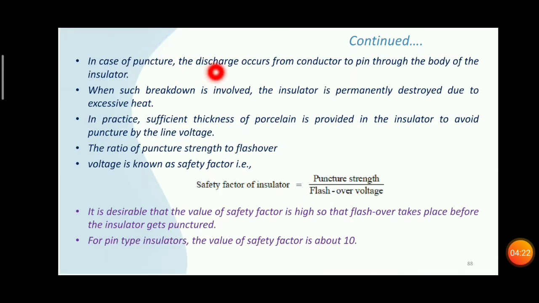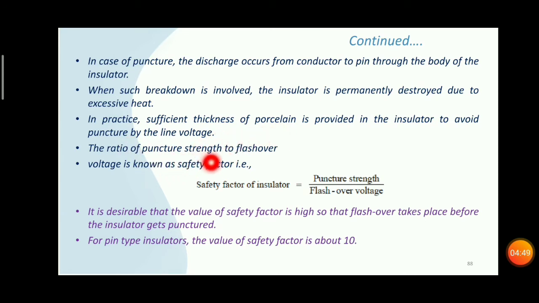In case of puncture, the discharge occurs from the conductor through the body of the insulator. In such a breakdown, the insulator will be permanently destroyed due to excessive heat. So, in practice, sufficient thickness of porcelain is provided in the insulator to avoid puncture at line voltage.